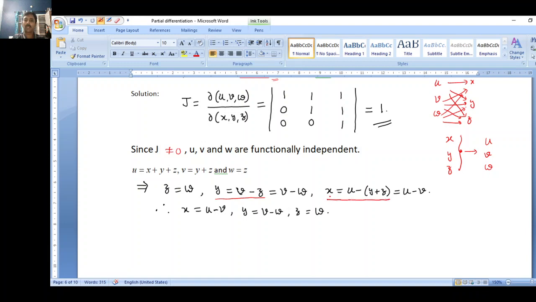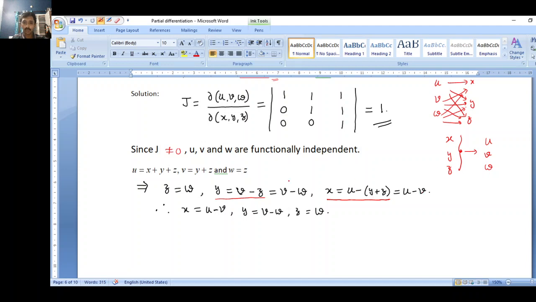Of course I've got x on the left hand side and y on the left hand side here, but this is not complete because I have v and z on the right hand side. When I want x, y and z in terms of u, v and w, I should not be writing y in terms of x and z. So this is not complete because y is in terms of z. Same way x is in terms of y and z.